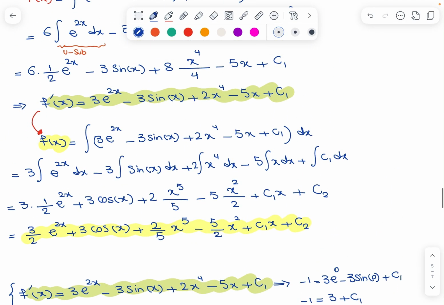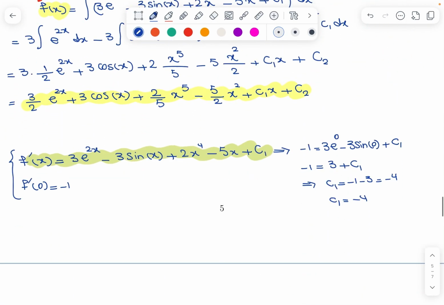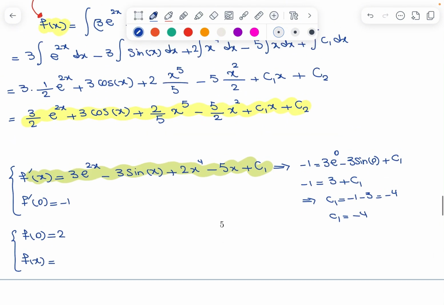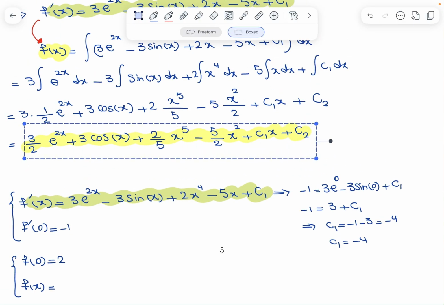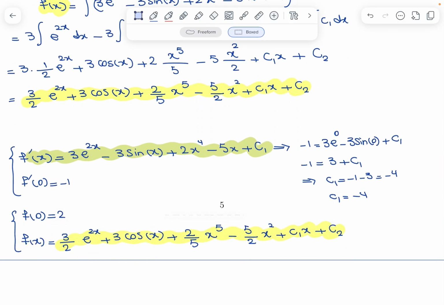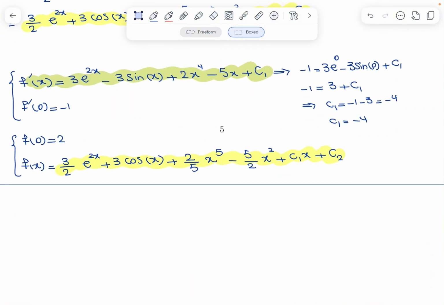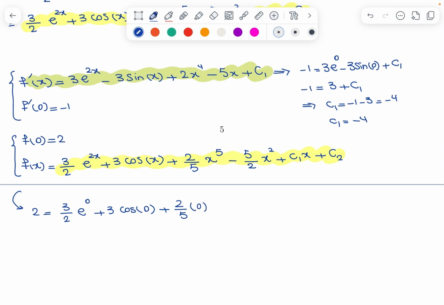Now, we know f at 0 is 2. And also, we know f of x is equal to this function. So now, because f at 0 is 2 and also c1 is negative 4, if you plug 0 for x in f of x, you will get 2 is equal to 3 divided by 2 e to 0 plus 3 cosine of 0 plus 2 divided by 5 times 0 minus 5 divided by 2 times 0 plus c1, negative 4 times 0 plus c2.